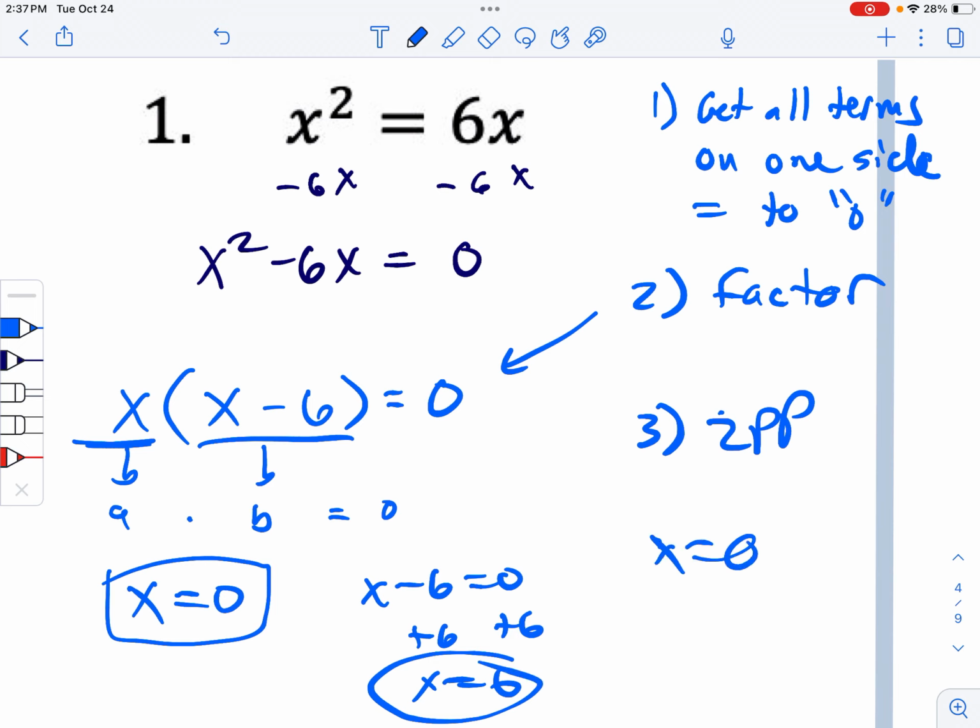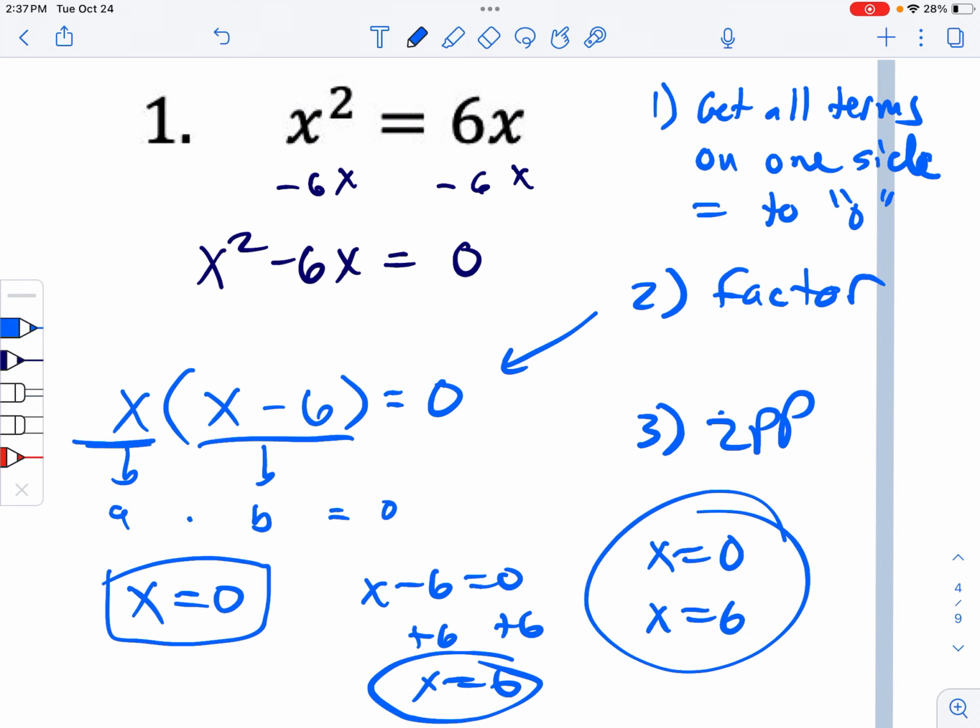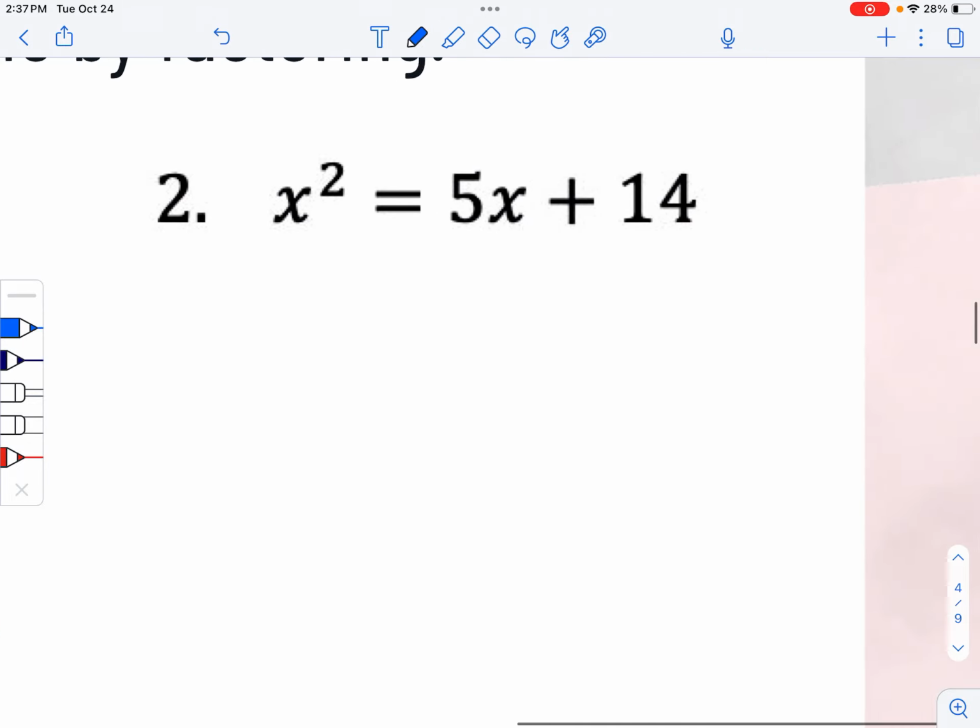So x equals 0 and x equals 6 are my 2 solutions for this quadratic equation. Okay, just greatest common factor for that one.